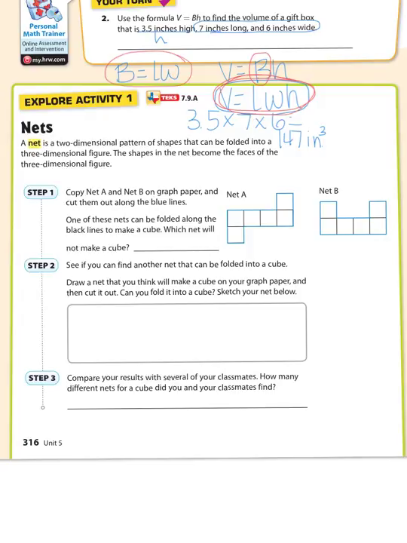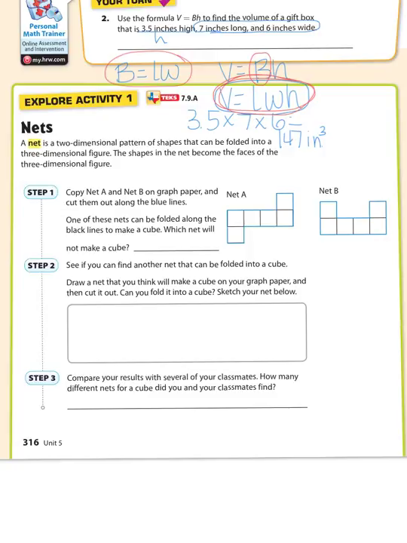So, in this Explore Activity number 1, step 1, says to copy them down on graph paper and cut them along the line. So you can take a moment, you can pause it here, and you can get a piece of paper out and you can trace it from your book, cut it out, fold it along, and see what happens. Okay, if you want to take a few minutes to do that, pause it right now, get that piece of paper, trace them, cut them out, and fold them.